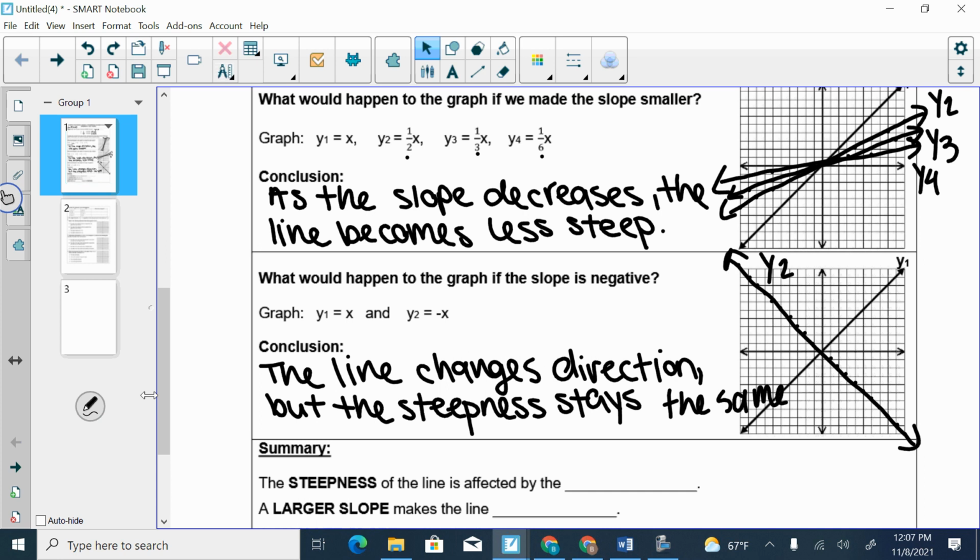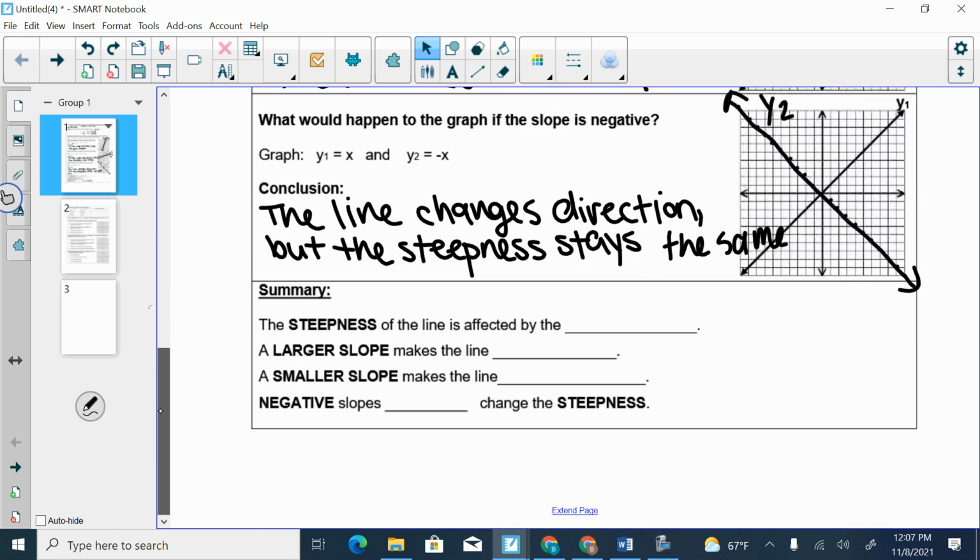Okay, so now we know what's going to happen when our slope gets bigger. We know what's going to happen when our slope gets smaller. And we know what's going to happen when our slope has a negative in front. So they want us to summarize all the things that we just learned. It says the steepness of the line is affected by what? What changed the steepness of our line? Right, if the number was bigger than 1 or smaller than 1. That's what made it change steepness. So our slope is the number that's going to determine that, right?